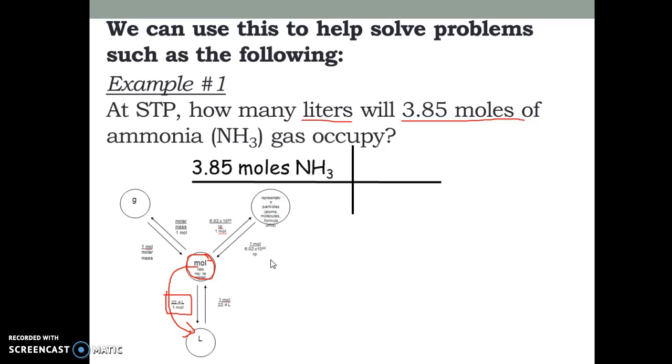I'm going to start with that 3.85 moles. 1 mole goes on bottom, 22.4 liters goes on top. Do I multiply or divide? Hopefully we can all answer that question with multiply. And I should get an answer of 86.24 liters. That is our first conversion from moles to liters. Let's look at example number 2 next.